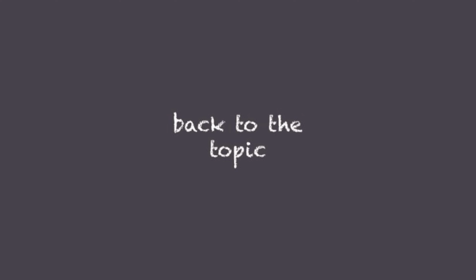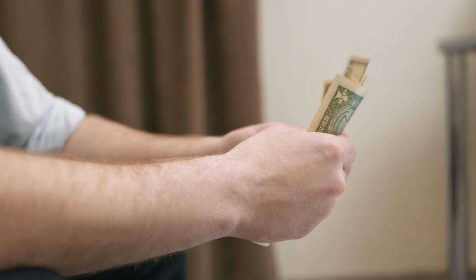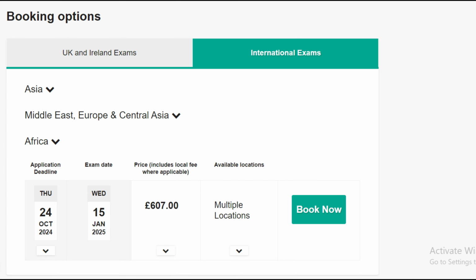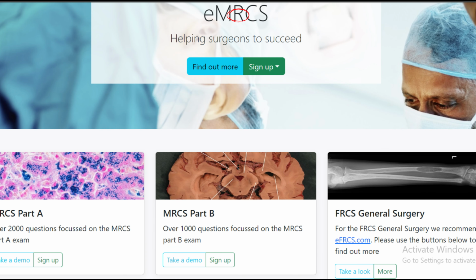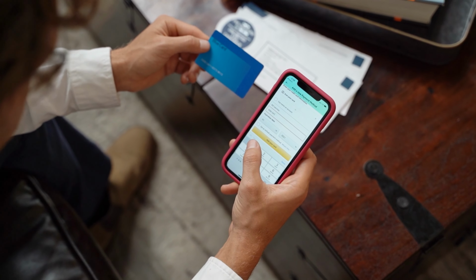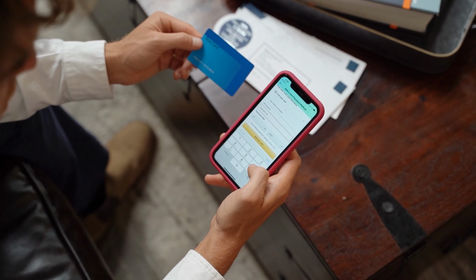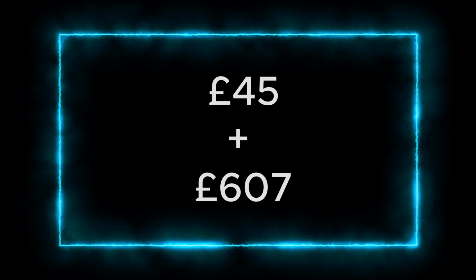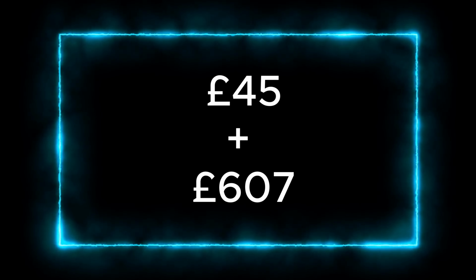Now coming back to the topic, nowadays exam fee for MRCS Part A is about £607, as you can see on your screen. EMRCS, which by the way was the online pool that I used and cracked my exam in first attempt held in May 24, will cost you about £45 for 6-month subscription. Let's suppose you purchase a subscription for 6 months in £45. Adding this to your exam fee, it would become about £652.